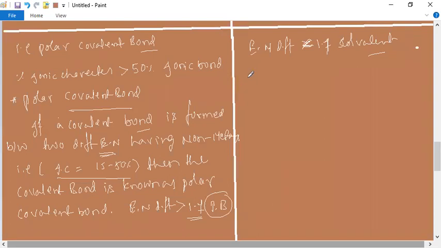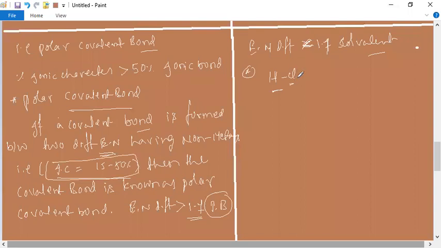So we can observe both ways. Now we are observing covalent bonds, and that too polar covalent bonds. A polar covalent bond is always found between two elements of different electronegativities, with 15 to 50% ionic character. An example of a compound with a polar covalent bond is HCl. Chlorine has some electronegativity, hydrogen has some electronegativity, so the difference gives 15 to 50% ionic character.